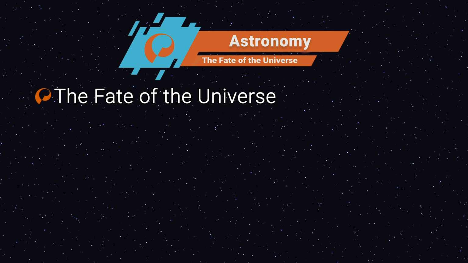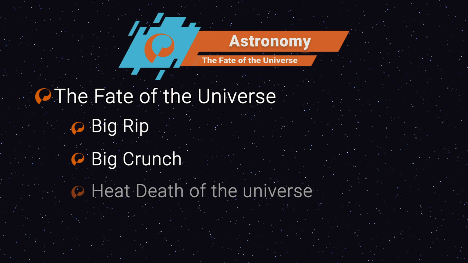There are three possible fates of the universe. The first is the Big Rip. This would be caused by gravity that is too weak to stop the expansion of the universe, causing it to expand at an increasing rate forever, leading to a big rip. The next is the Big Crunch. This would be caused by gravity stopping the accelerating expansion of the universe, causing it to collapse into a big crunch. Finally, there is a theory of the heat death of the universe.